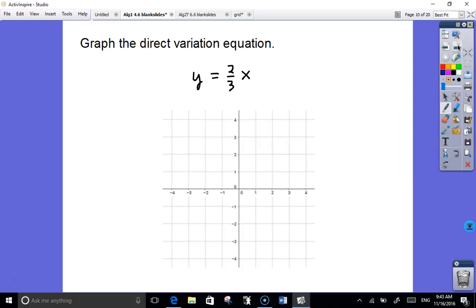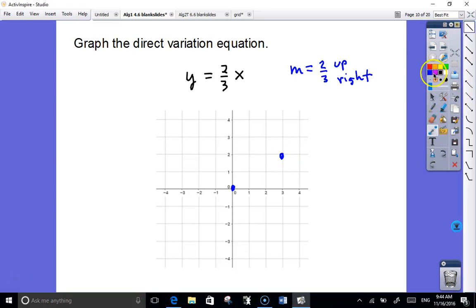Okay, so graph the direct variation. For us at this point, I'm just going to graph it like a slope-intercept form. What is the intercept? It's 0. So the first point is always going to be there, and now use the slope to find another point. So if m equals 2/3, the 2 is telling you to go up, and the 3 is telling you to go right. So up 2, right 3, and draw yourself an infinite line.